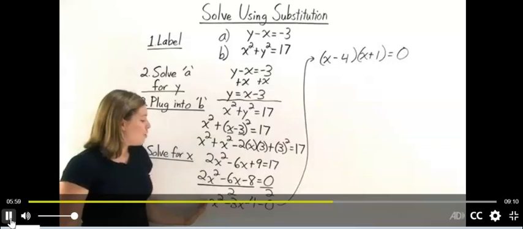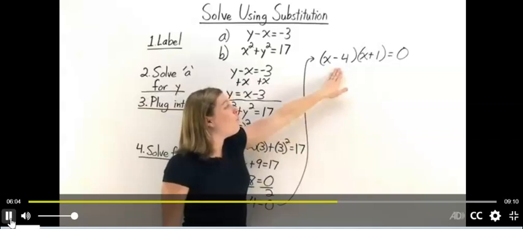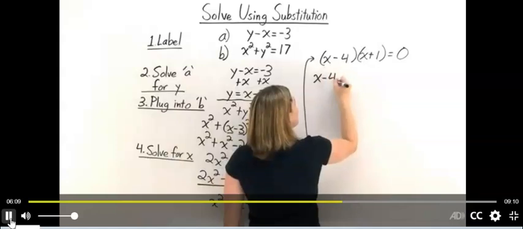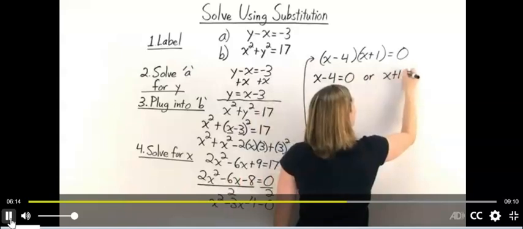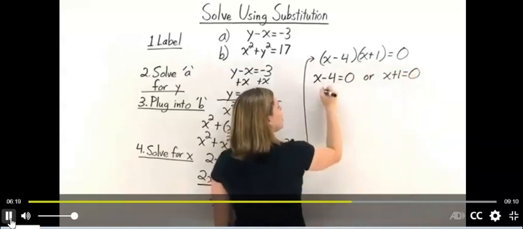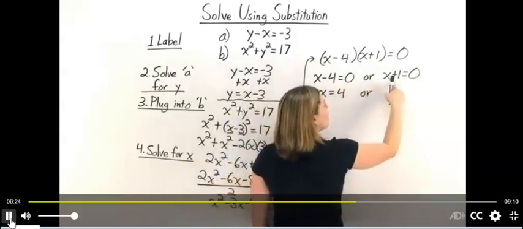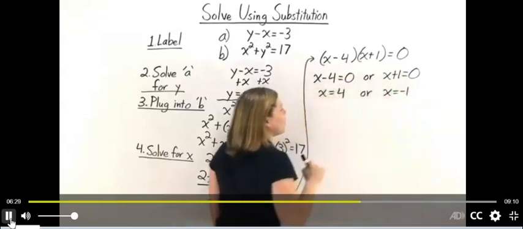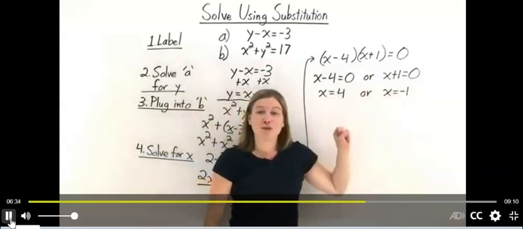So now we have factored the polynomial on the left into the product of two binomials. And now we can solve this using the zero product property. We can split this up into two equations. We can have x minus 4 equals 0 or x plus 1 equals 0. So let's solve each of these for x. To solve this equation for x, we add 4 to both sides, and we get that x is equal to 4. Over here, we subtract 1 from each side to solve, and we get that x is equal to negative 1.